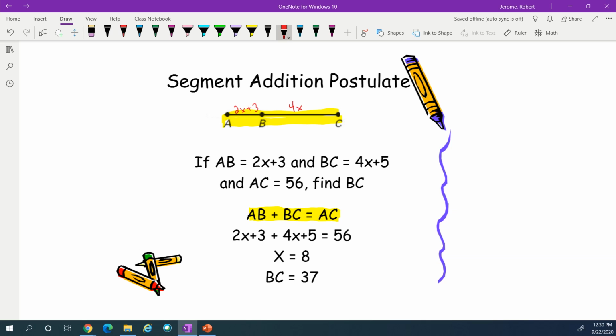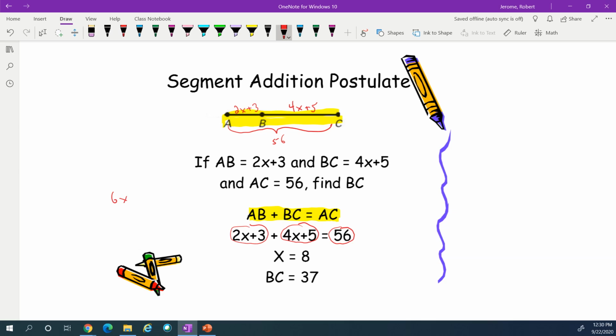BC is 4x plus 5. And together, they make AC, which is 56. So I'm substituting for AB what they gave me, for BC what they gave me, and for AC what they gave me. And then I'm solving for x. So I left out the algebra part there, but I'm solving for x. So let's take a look.